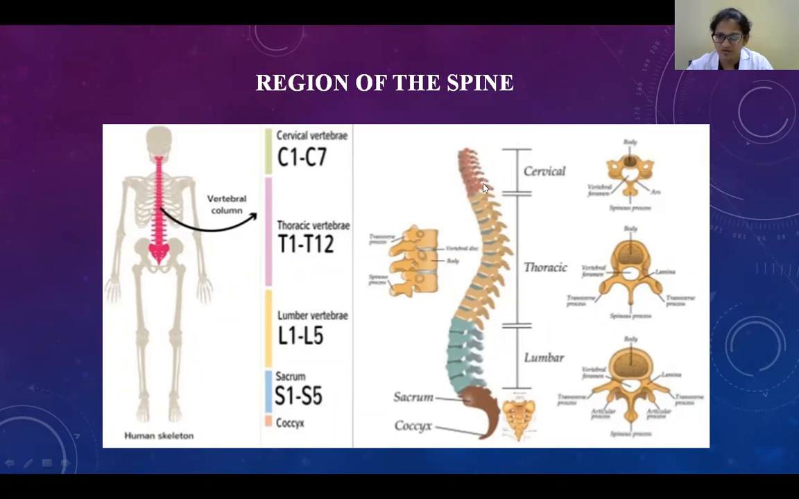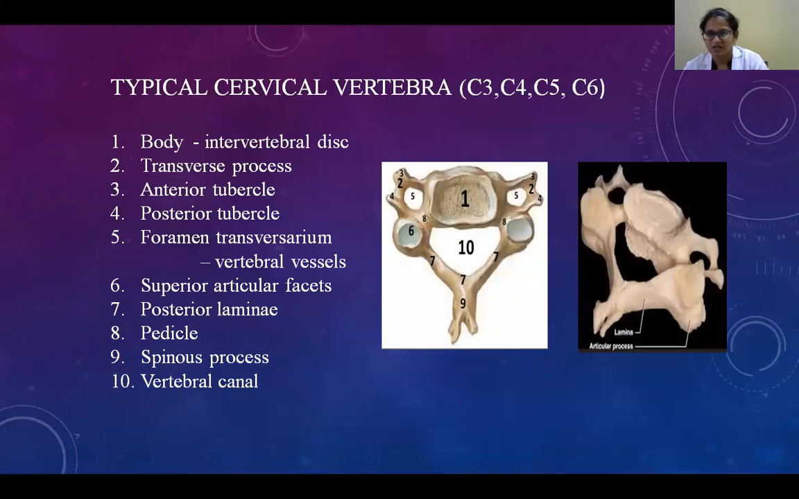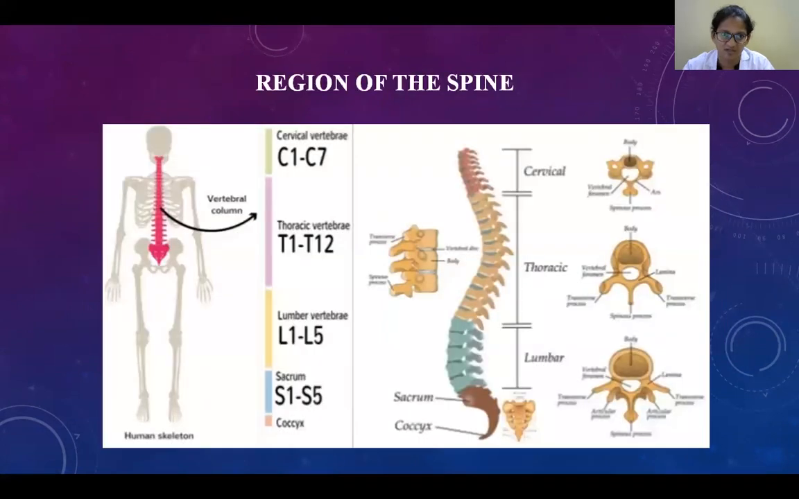Today we are going to discuss the cervical vertebrae. Where are these cervical vertebrae present? They are present between the base of the skull and the thoracic vertebrae. See, this is the base of the skull and these are the thoracic vertebrae. These cervical vertebrae are totally 7 in number, present between the base of the skull and the first thoracic vertebra. These are the cervical vertebrae. These are totally 7 in number.